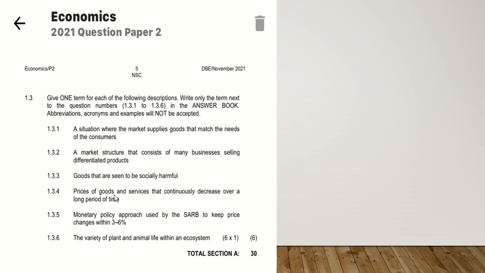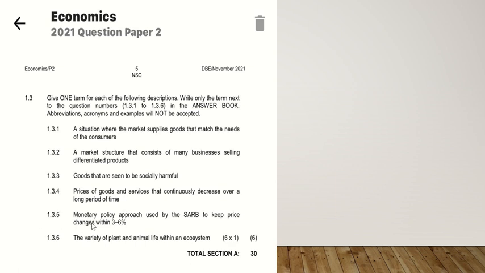Next question, prices of goods and services that continuously decrease over a long period of time. So it's in questions like these where they try to confuse you, because a common mistake that is made is students confuse disinflation and deflation. But now keep in mind that disinflation refers to the slowdown in the rate of inflation. In this sentence, they never mentioned anything about rate or inflation or both. And deflation refers to a gradual decrease in the general price level, which is what they're talking about here. So the answer here would be deflation.